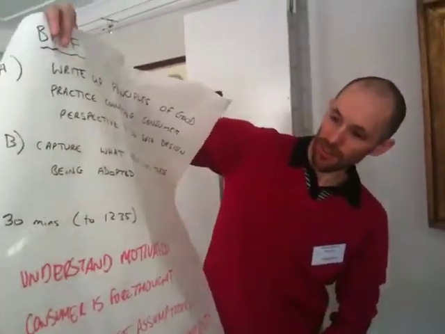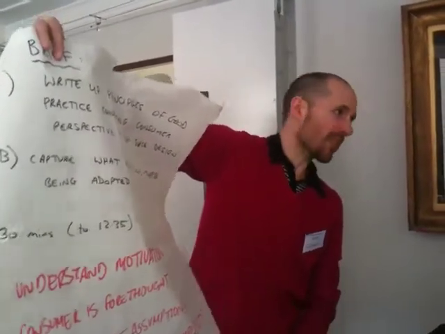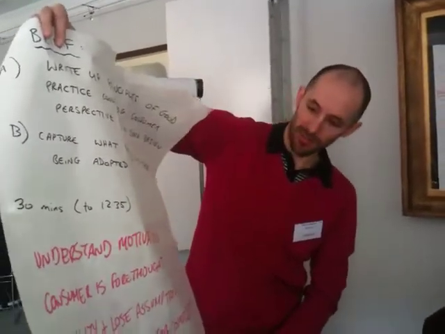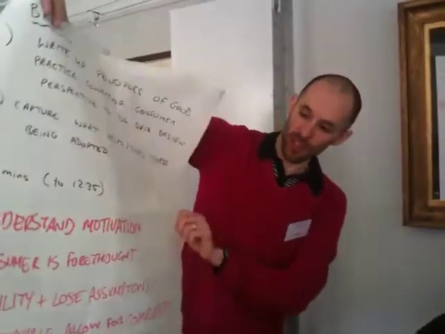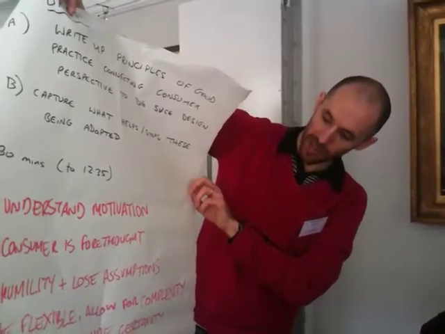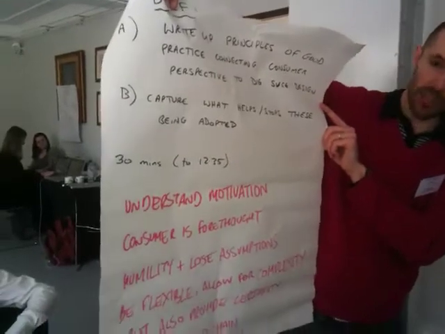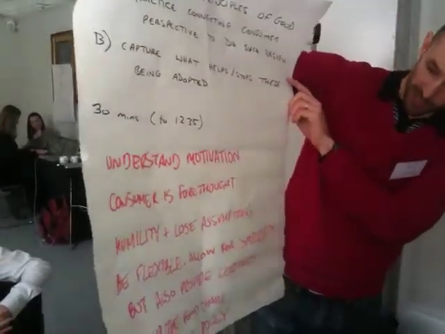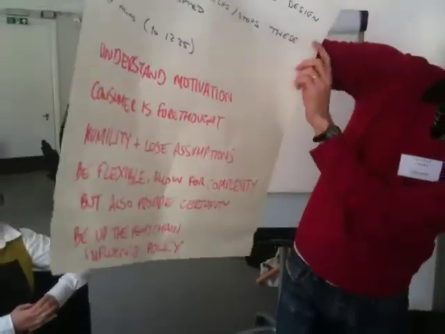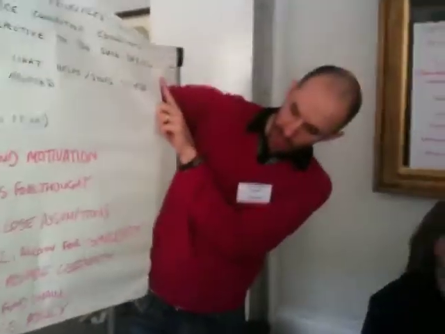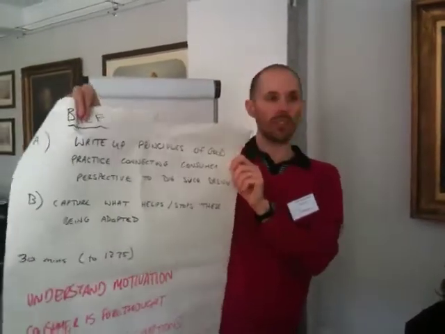So, themes, principles that came out for us were lots of stuff around being user-centred, clearly, understanding motivation, consumer being at the forefront of your thinking rather than just being an afterthought. There's an interesting idea about having a bit of humility when approaching a design process and losing your assumptions before engaging in it. Then there was this stuff here about being flexible, allowing for complexity, but the difficulty also of needing to provide certainty, which is what I think the political process demands.